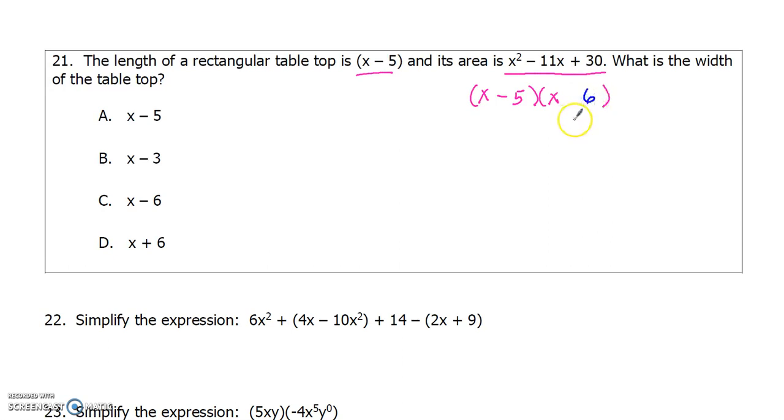Then we need to worry about our signs, though, because this needs to be a positive 30. This is a negative 5. So what does this need to be to make a positive for my answer? So I have to have a negative times a negative, right? So we're looking for this one right here. So x minus 5. No, they already gave that to me. Minus 3, x minus 6. Here we go. And there's your answer.